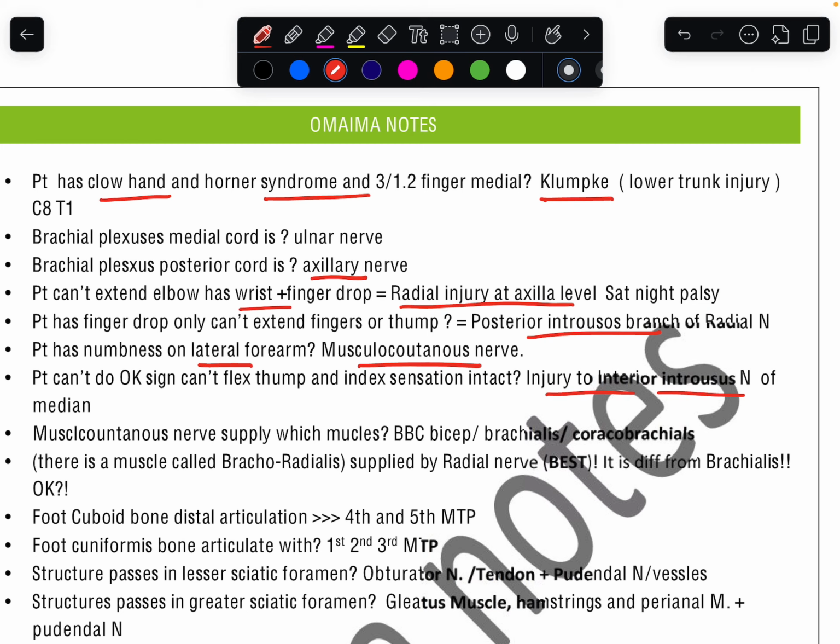Biceps brachii and coracobrachialis. This is the muscle called brachioradialis, supplied by the radial nerve. It is different from brachialis. Okay, so brachioradialis by the radial nerve.